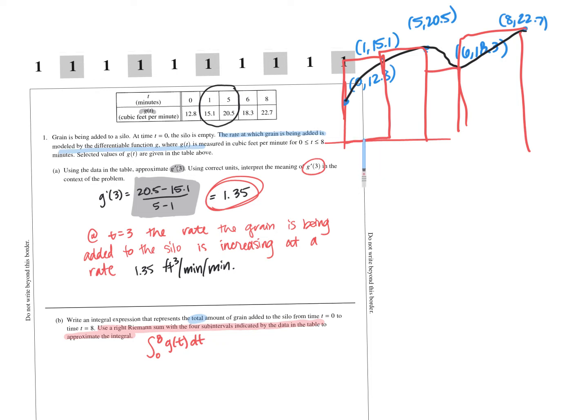How would I find the area of this first rectangle? What's its base? Yeah, to go from 0 to 1, my base is going to be 1. What would the right height be? Is it going to be 12.8 or 15.1? Yeah, in a right Riemann sum, you do not use the left height. So we're going to say 1 times 15.1. What's my next base? Say that again, Brod. 4 times its height. 20.5. You go ahead and finish your Riemann sum.